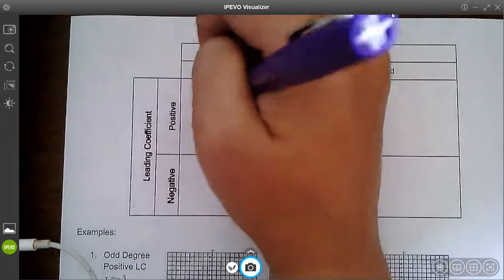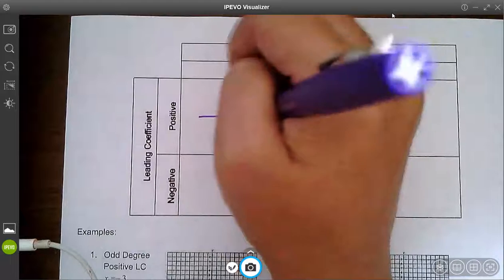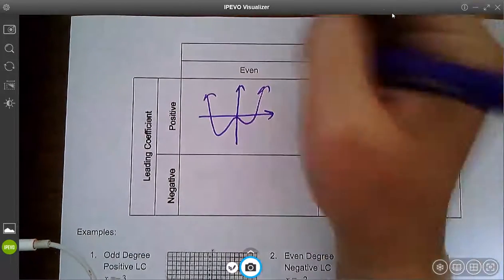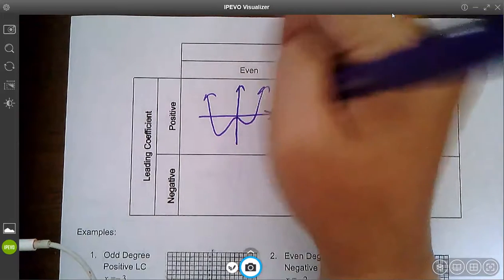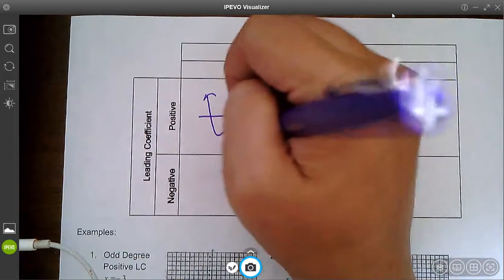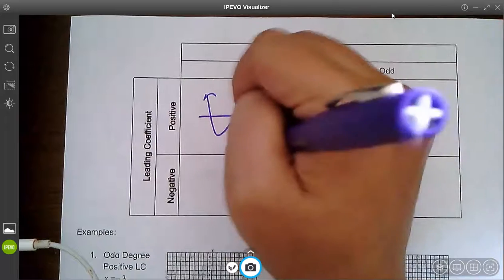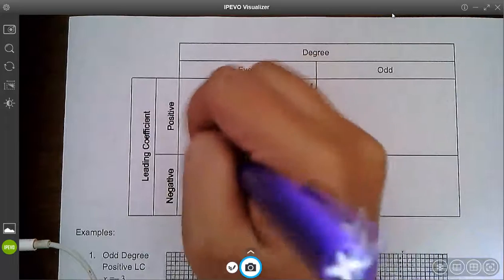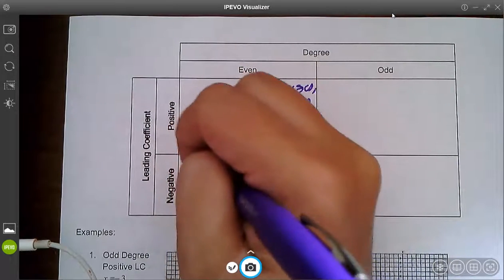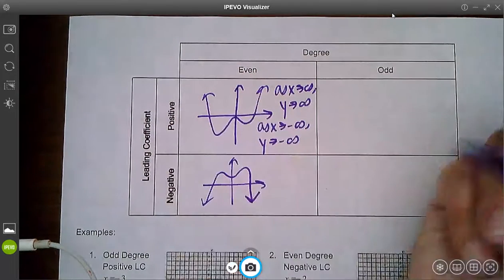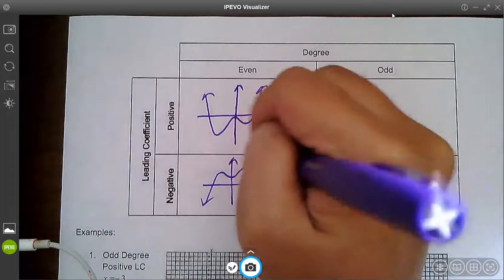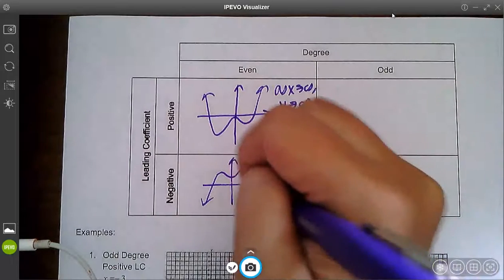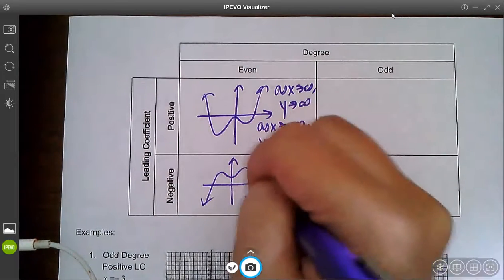So when you have an even degree with a positive leading coefficient, it's going to look something like this. And your end behavior will be as x goes to infinity, y goes to infinity. And as x goes to negative infinity, y goes to infinity. Now, if you have the same function but a negative leading coefficient, that means it's going to do something like this instead. And as x goes to infinity, y is now going to negative infinity because it's going down. As x goes to negative infinity, y is going to negative infinity.